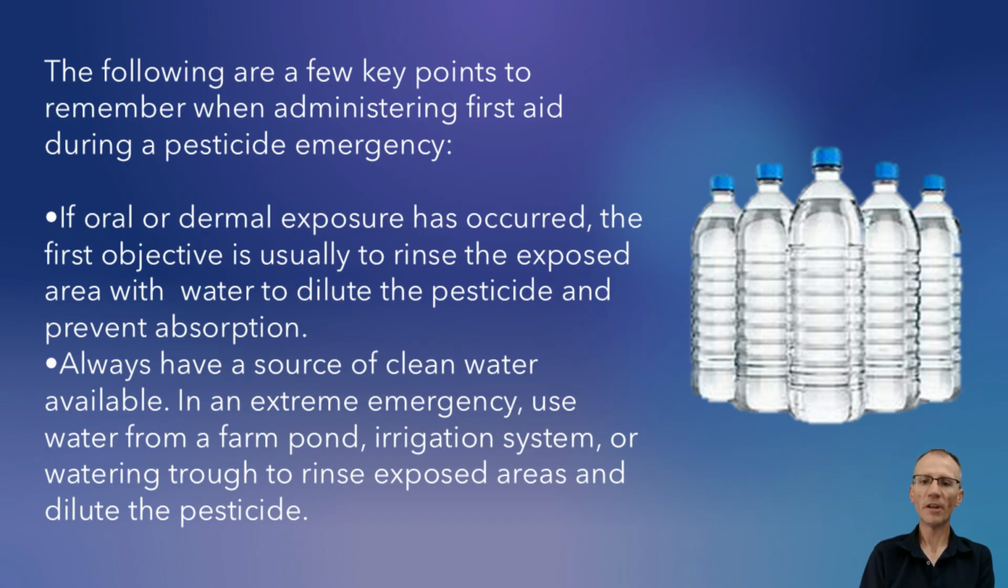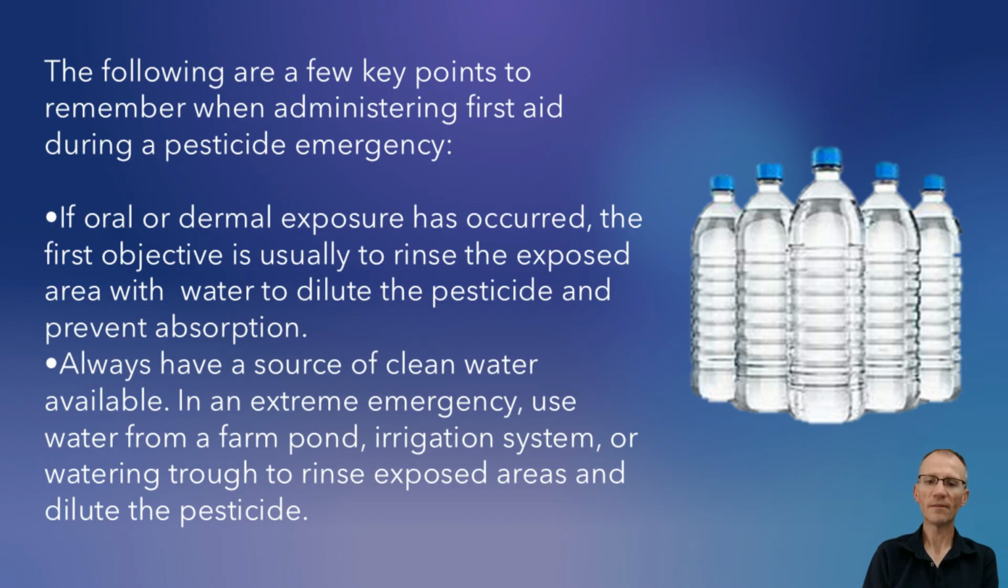If oral or dermal exposure has occurred, the first objective is usually to rinse the exposed area with water to dilute the pesticide and prevent absorption. Always have a source of clean water available. In an extreme emergency, use water from a farm pond, irrigation system, or watering trough to rinse exposed areas and dilute the pesticide.